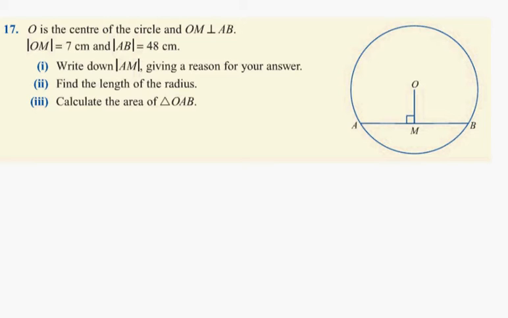So look at this question as an example. It says O to M is 7. It then says A to B is 48. What do you think that makes A to M? 24. A to M is 24 because the midpoint divides the length in half. What is the length of the radius?